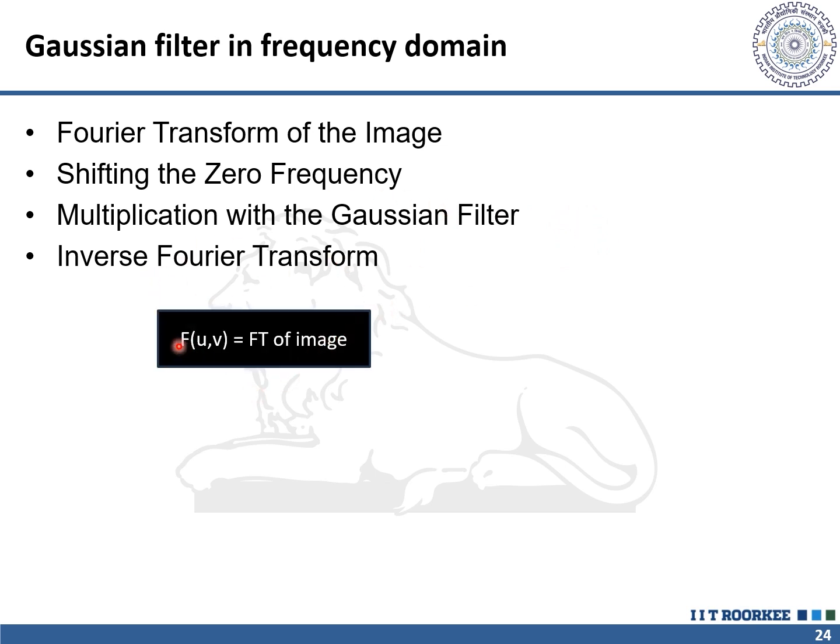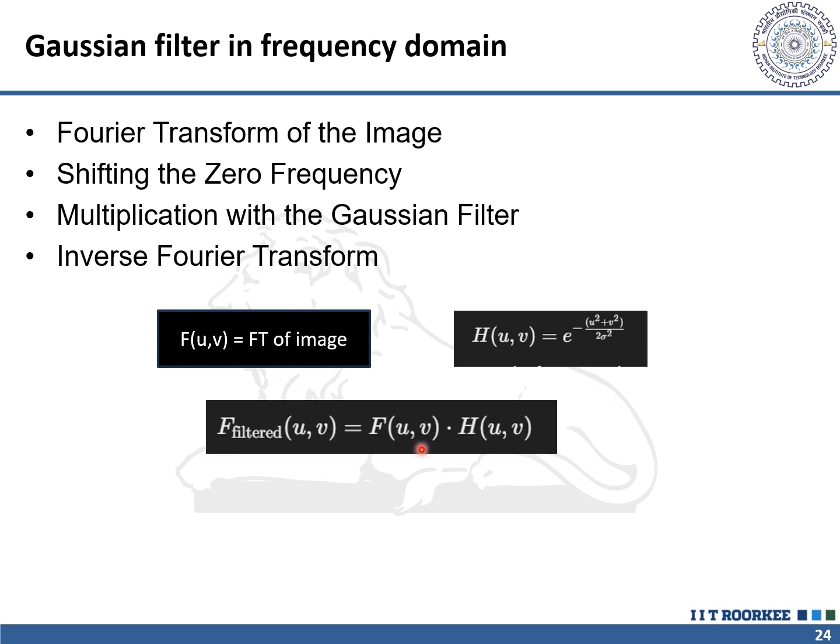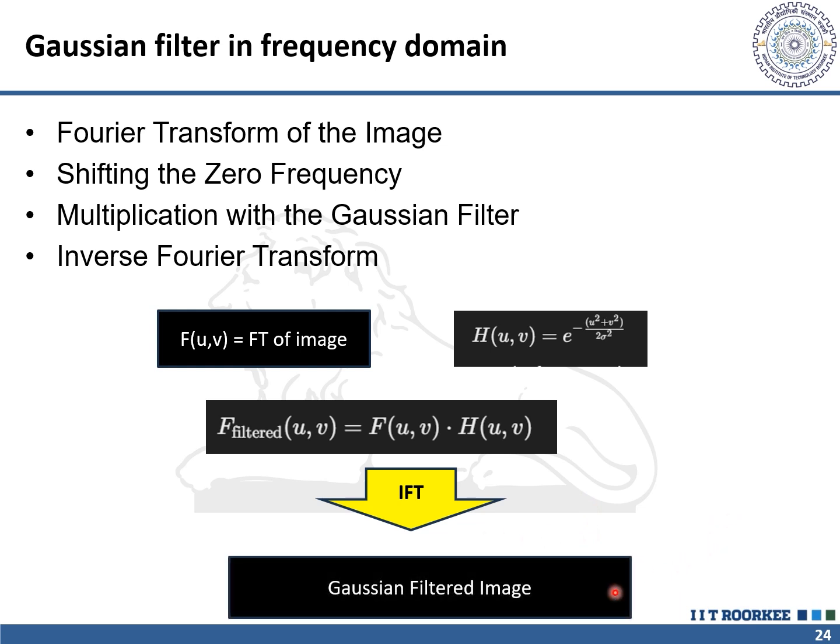So this is our initial Fourier transform of the image. We have our Gaussian filter H(u,v), which is e to the power minus u square plus v square by 2 sigma square. u and v are nothing but the frequency in the x direction and the frequency in the y direction, and sigma is the broadening factor. The convolution in the spatial domain is nothing but multiplication in the frequency domain. So when you multiply the functions in the frequency domain, you will get the filtered version in the frequency domain. Now to get the frequency domain filtered image back into the space and amplitude domain, you have to take the inverse Fourier transform of this, and you will get the Gaussian filtered image.